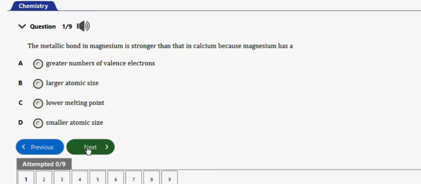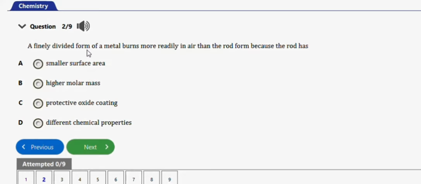The next question is this one. It says a finely divided form of a metal burns more readily in air than the whole form because the whole form has: smaller surface area, higher molar mass, protective oxide coating, different chemical properties. The right answer is option A, smaller surface area.